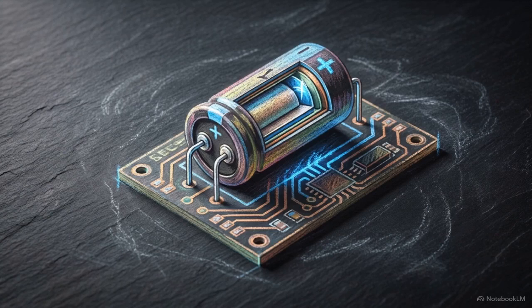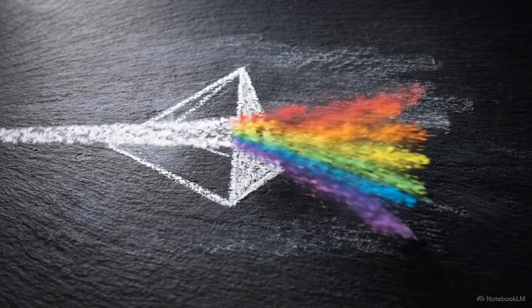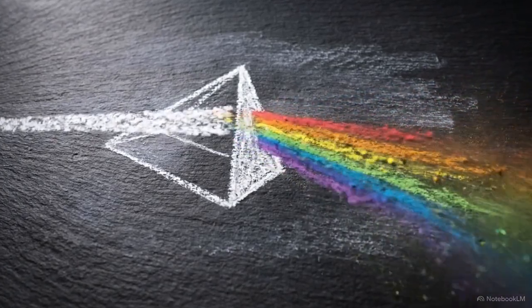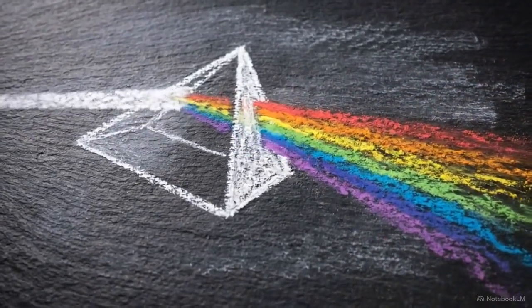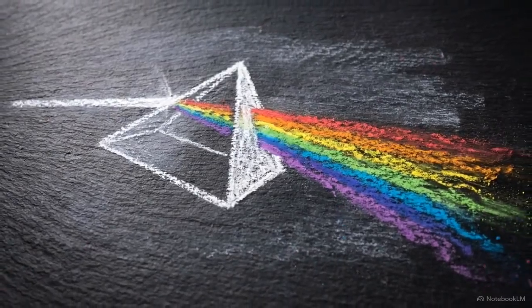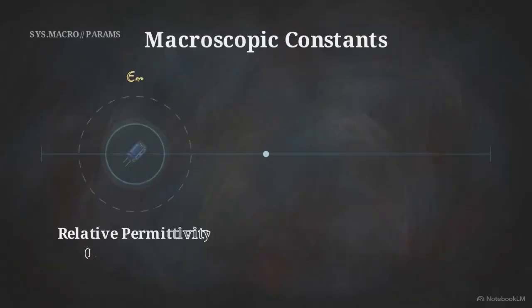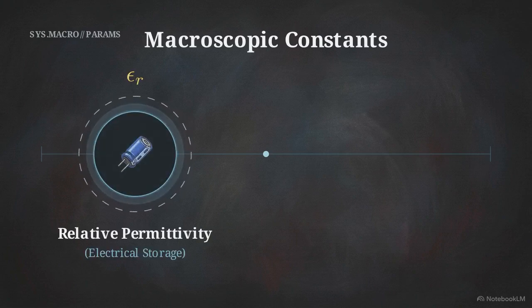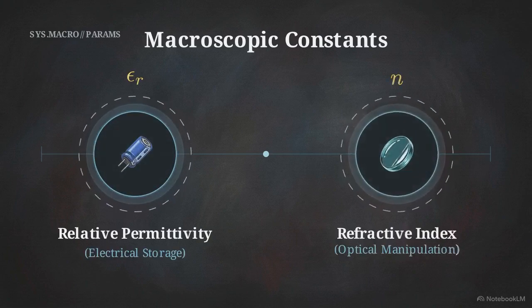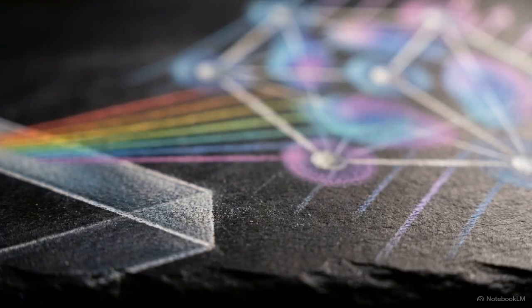When you look at an electronic capacitor storing a charge, an OLED screen emitting light, or a prism separating a beam into colors, you are observing different applications of material physics. Engineers govern these technologies using macroscopic constants. They use relative permittivity to measure electrical storage capability and refractive index to calculate optical manipulation. But neither of these constants is a foundational property of nature.